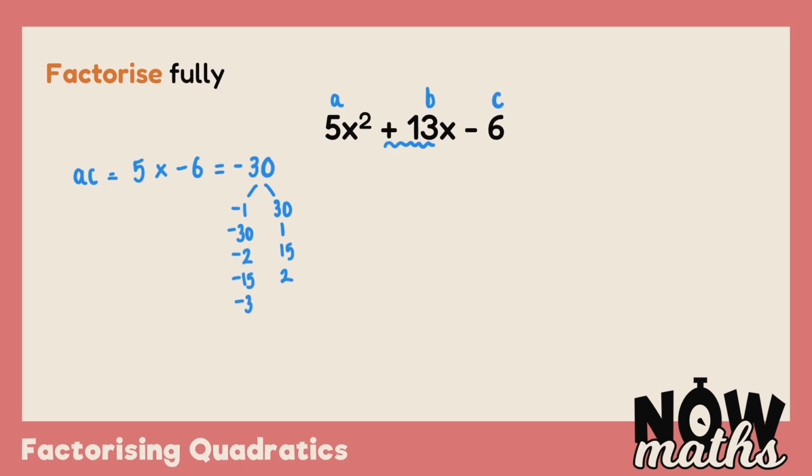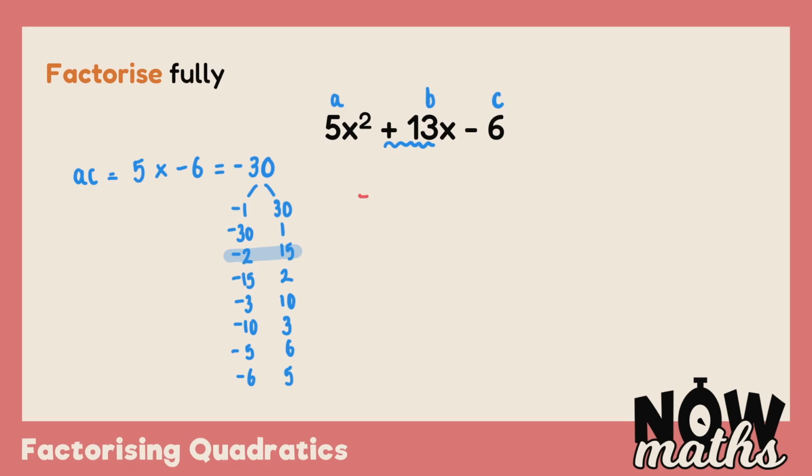We could have negative 3 and 10, or negative 10 and 3, negative 5 and 6, and finally negative 6 and 5. Now we need to find the pair which add together to make 13, and out of all of the pairs, the only pair which add to make positive 13 is going to be negative 2 add 15. So now we need to go back to the original quadratic, and instead of writing a positive 13x, we write a negative 2x and a positive 15x.